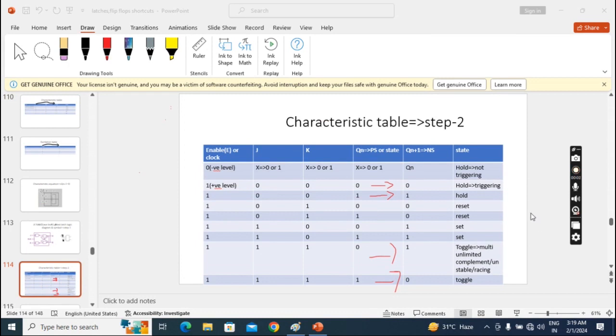In this lecture, we will see the drawback of the JK flip-flop. In the JK flip-flop, when the clock is asserted and J equals K equals 1, the output changes continuously, complementing multiple times. This is called racing. This is the drawback. To overcome it, we implemented the master-slave JK.